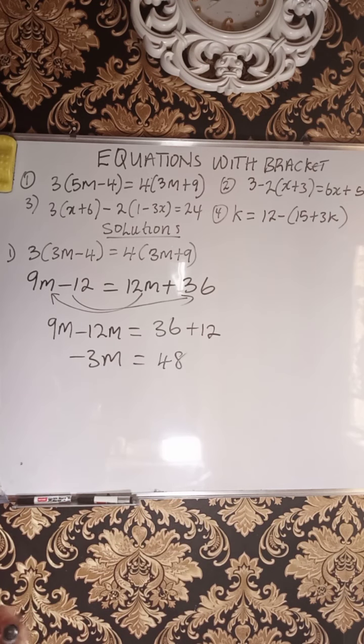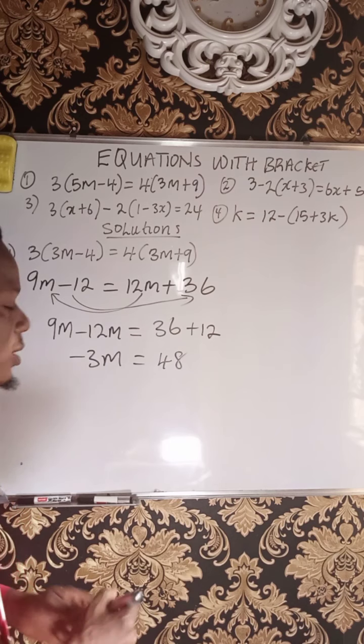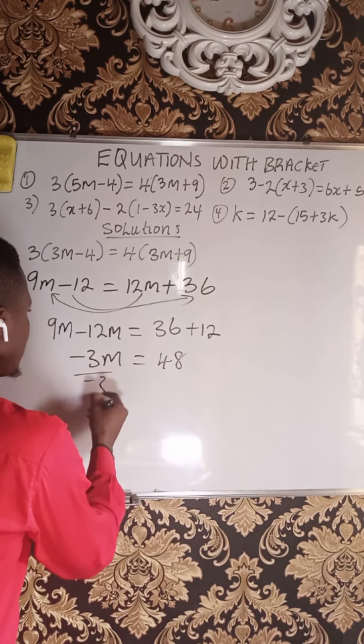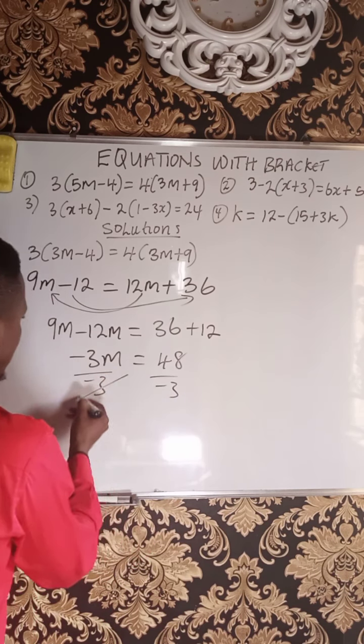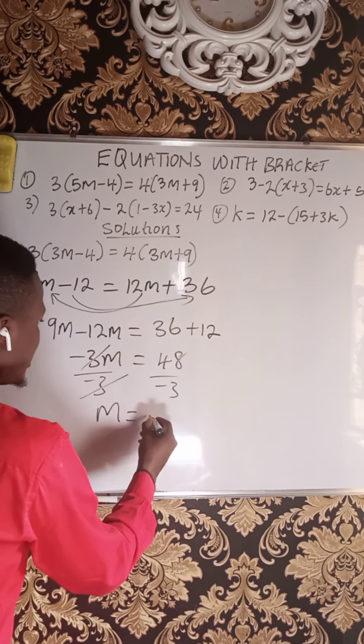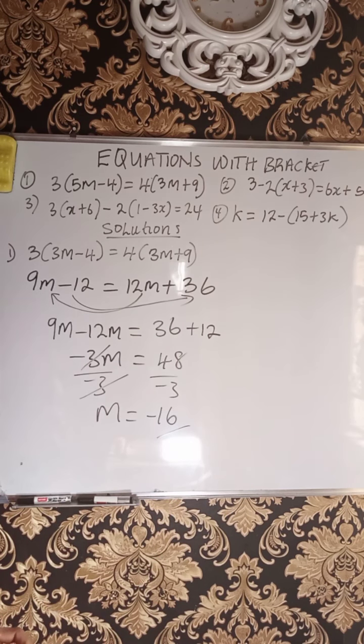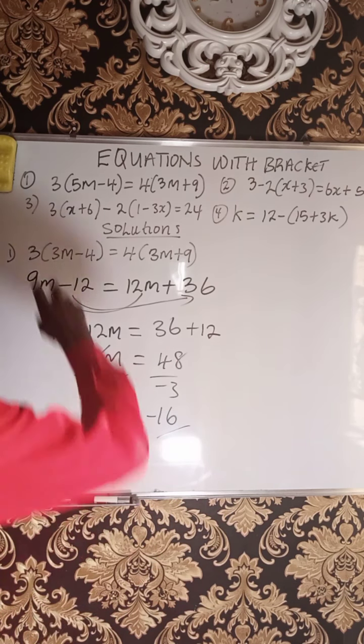Now to obtain the value of m, I will divide both sides by minus 3, which is the coefficient of m. So I will have over minus 3 over minus 3. This cancels out. So m will give me 48 divided by negative 3 is negative 16. And this is the value of m. So let's take the second question.